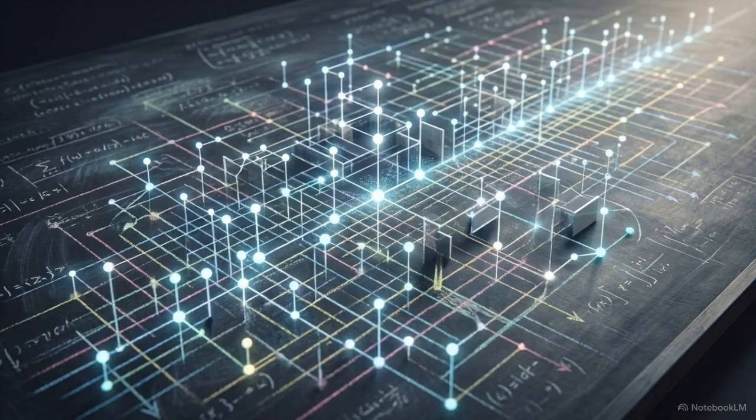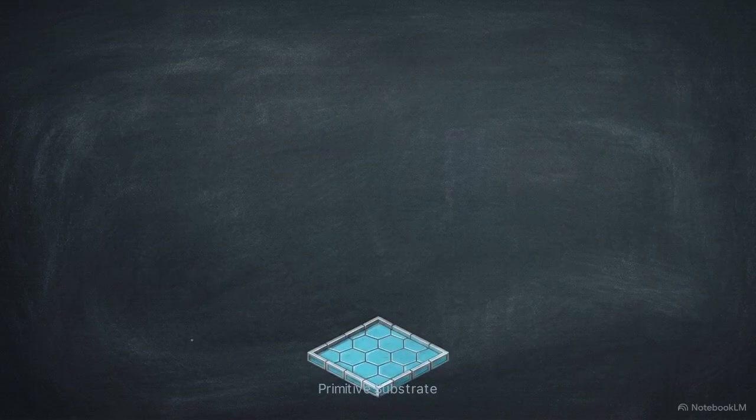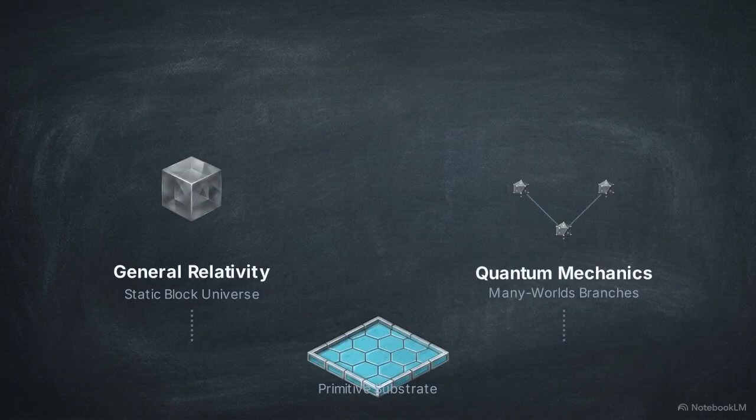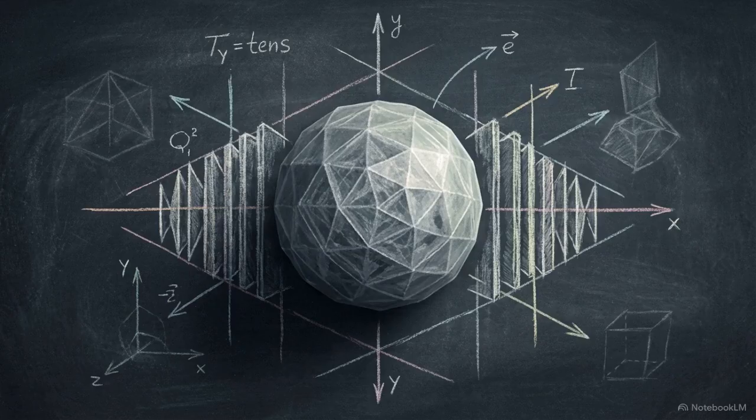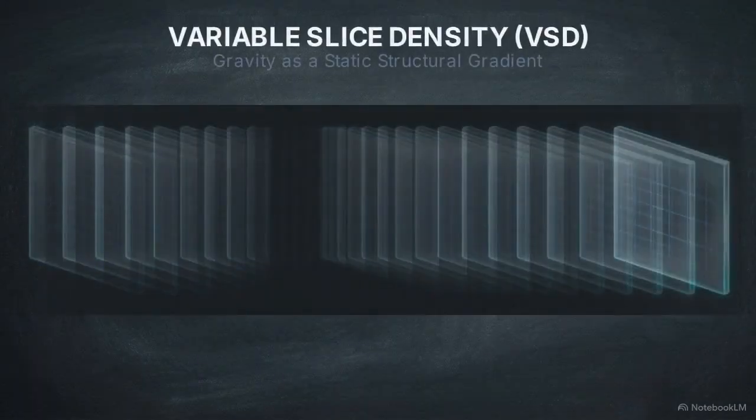The variable slice density, or VSD model, attempts to map this underlying substrate. It synthesizes the static block universe ontology of relativity with the many worlds interpretation of quantum mechanics. The model operates on the premise that gravity and relativistic effects are not dynamic forces mediated across time. Instead, gravity is a static, time-independent structural gradient within a four-dimensional manifold.